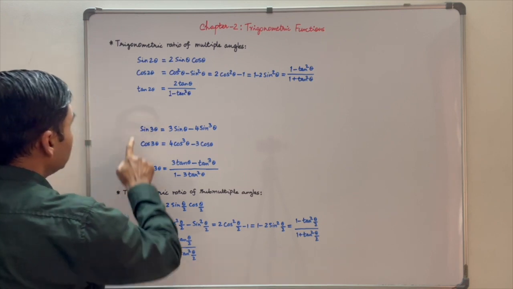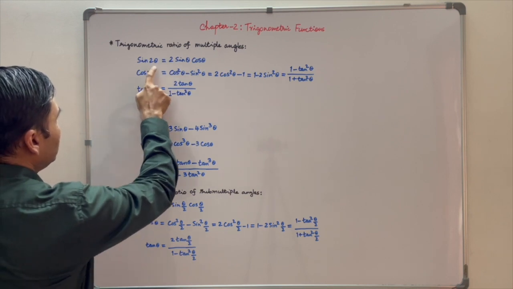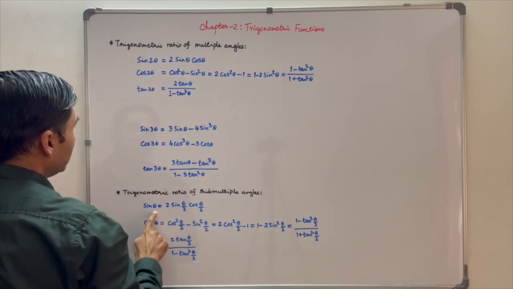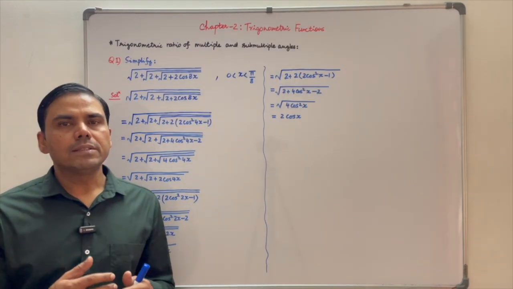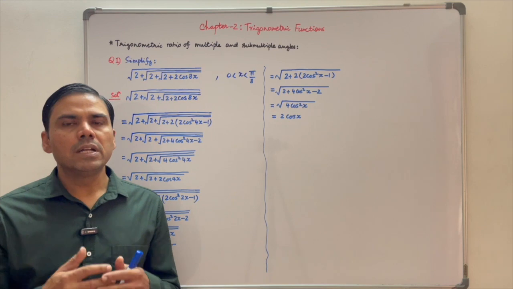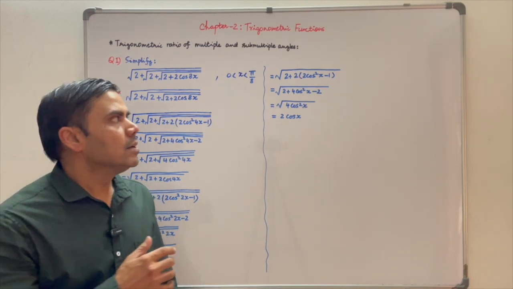These formulas are similar to this set of formulas. The only difference is that in place of 2 theta, theta is written, and in place of theta, theta by 2 is written. Now let us see a few questions based on trigonometric ratios of multiple and submultiple angles.